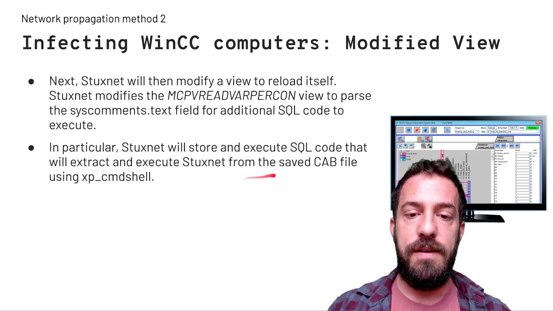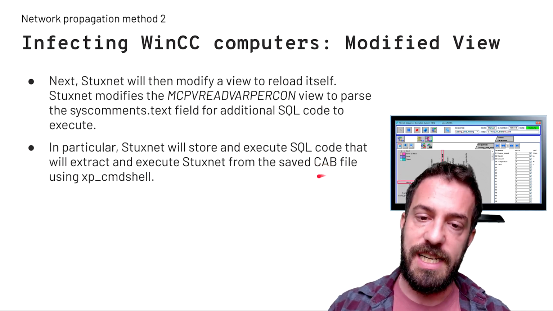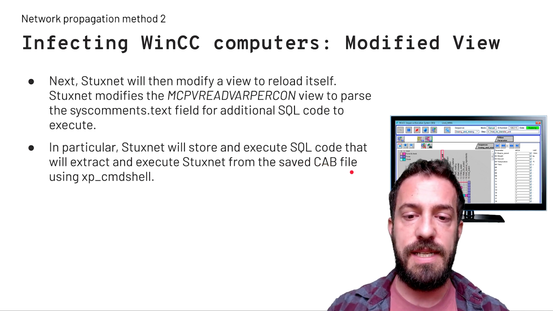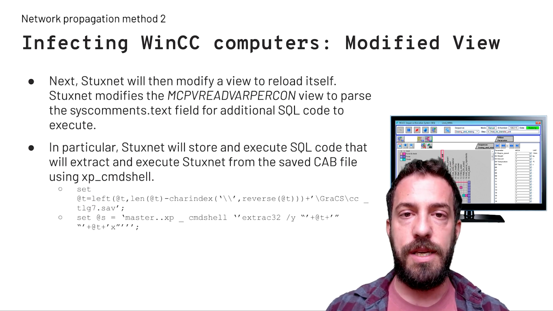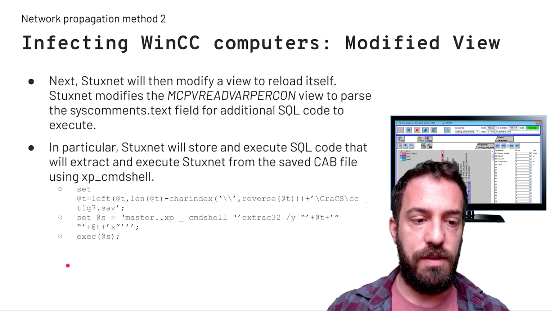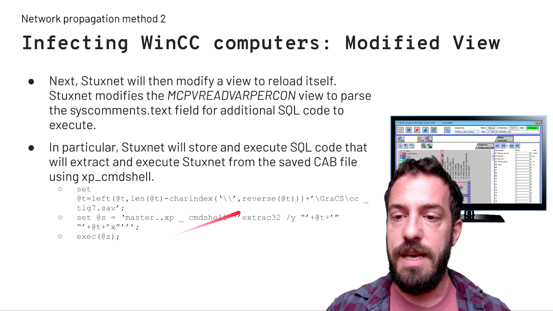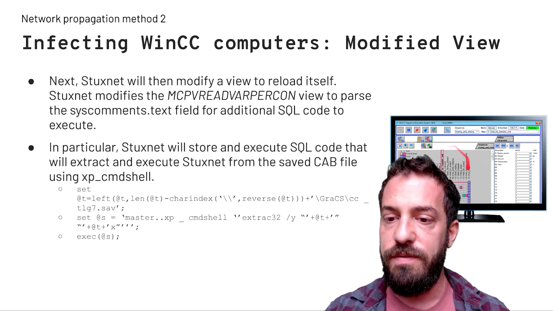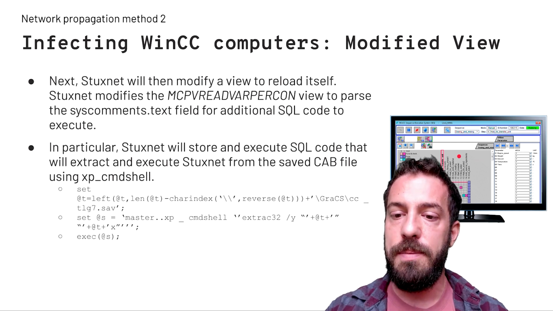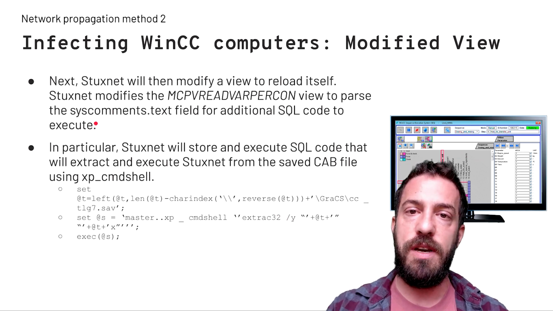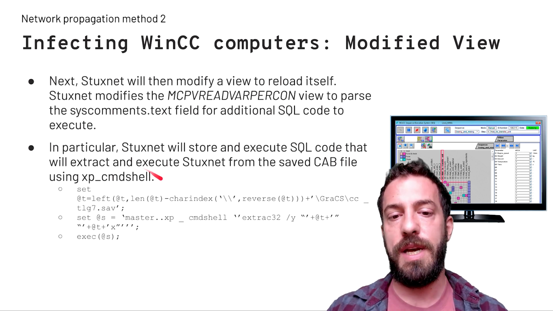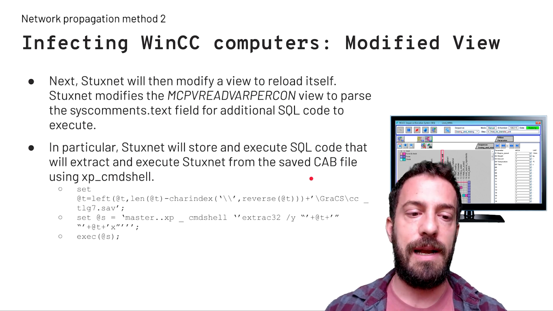And that will be, from what we discussed before, this saved CAB file, and using the command shell, it would execute Stuxnet from that file. And these are the commands used to do that, to the final execution of Stuxnet. So you see here you have an example of the view. Whenever you would bring up that view, Stuxnet would have added some specific commands to execute itself from that saved file.